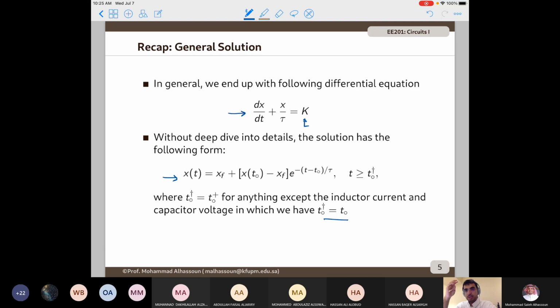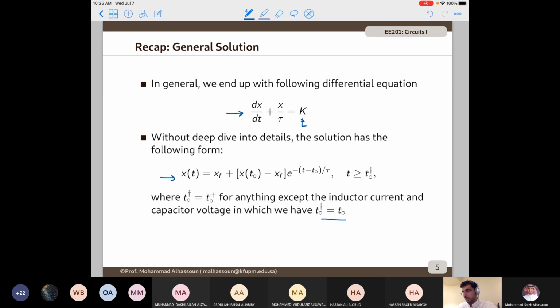Okay, any question about the general concepts in chapter 7? Okay, seems very clear, inshallah.